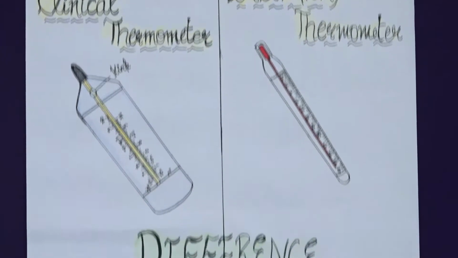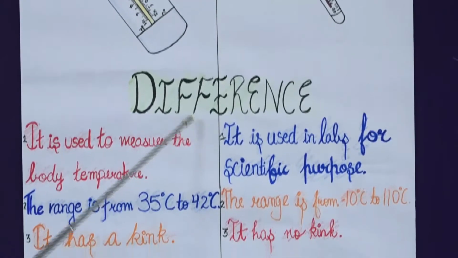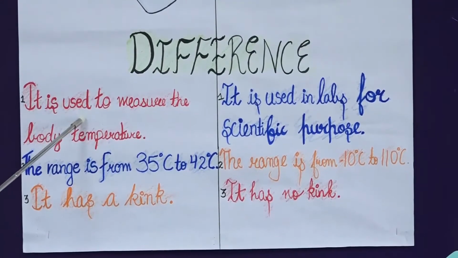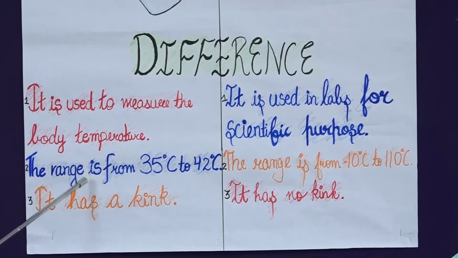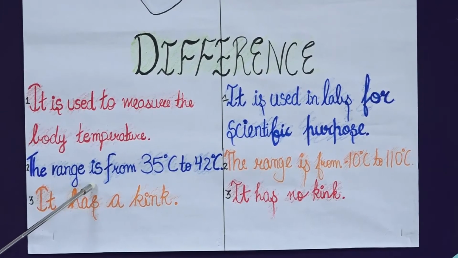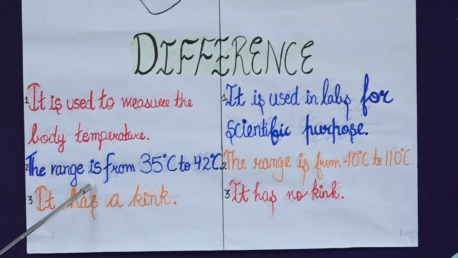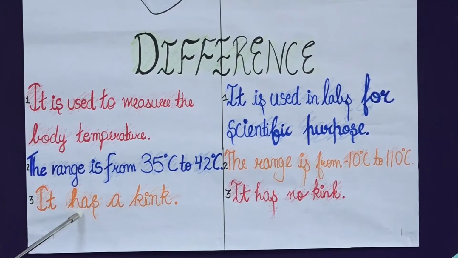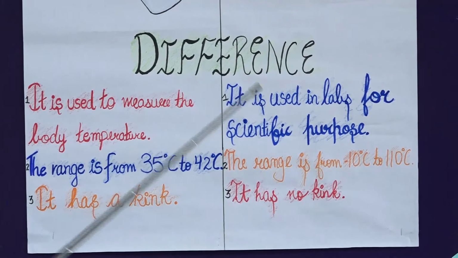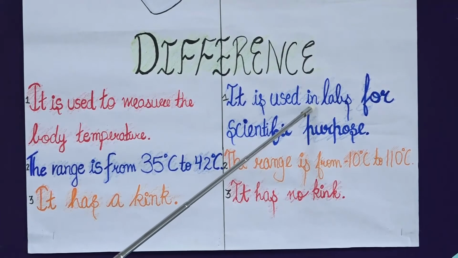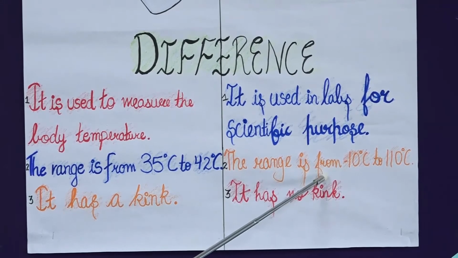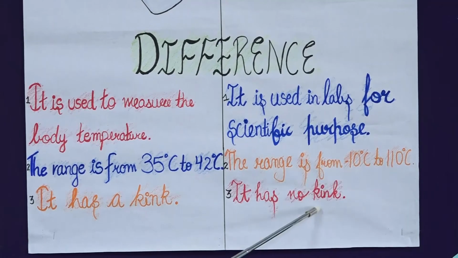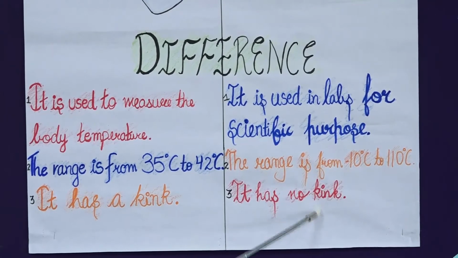Now let's study the difference between the two. The clinical thermometer is used to measure the body temperature. The range of a clinical thermometer is about 35 degrees Celsius to 42 degrees Celsius. It has a kink in it. The laboratory thermometer is used in laboratories for scientific purposes. The range is from minus 10 degrees Celsius to 110 degrees Celsius. It has no kink.